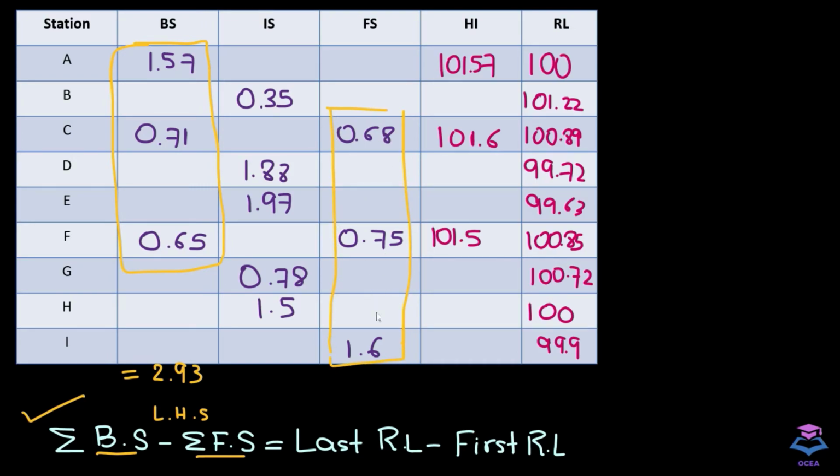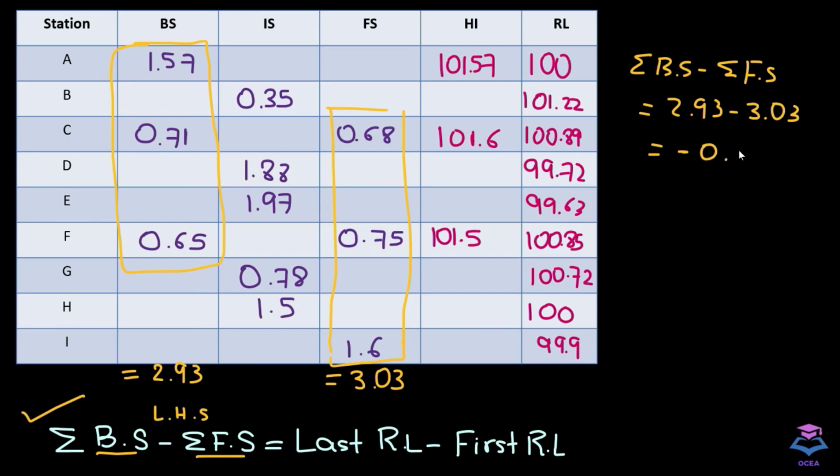So if you add it up, it sums up to around 3.03. Now, if you try to calculate summation BS minus summation FS, it's equal to 2.93 minus 3.03, and it gives me a value around 0.01.